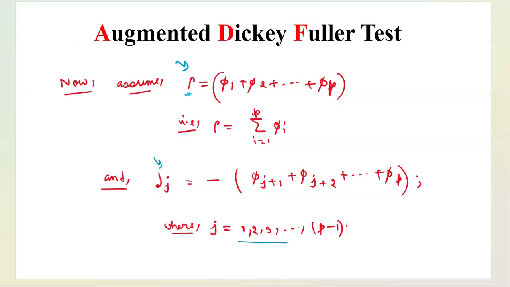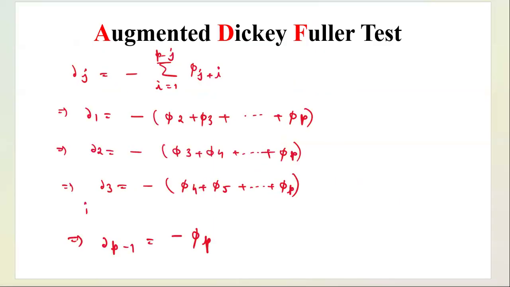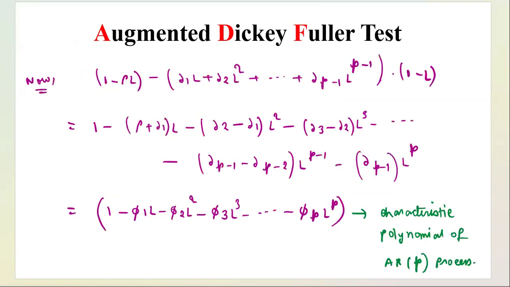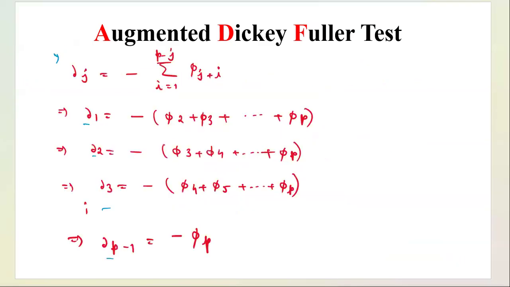Again, I will suggest that you pause the video, take a screenshot, and understand what I have done. Then you write the values of delta j: delta 1, delta 2, delta 3, up to delta p minus 1. These are the values. You can pause and take a screenshot. There is nothing to explain. You just have to understand the process step by step. I have written everything for you.